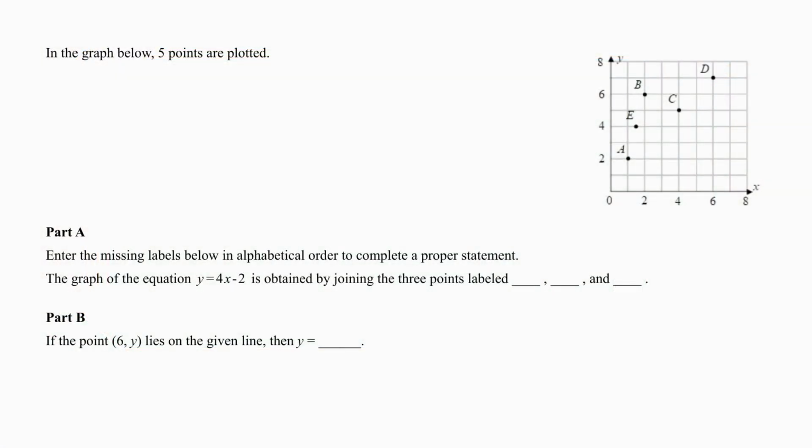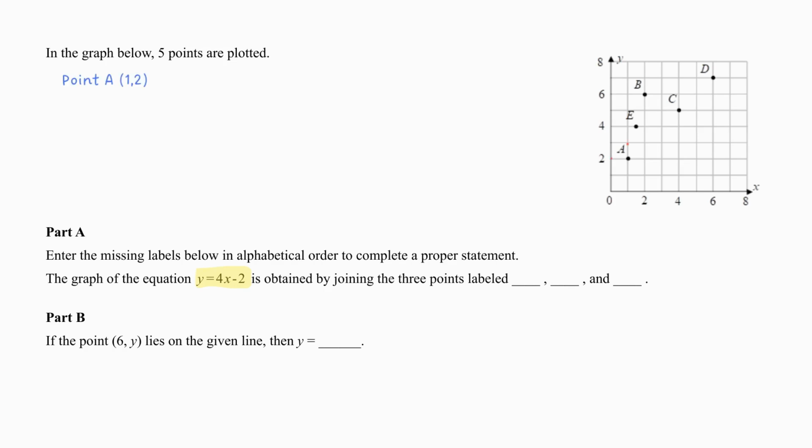Let's have a look at this coordinate plane question. We are given an equation for a line and some points, and we need to figure out which points actually fit on that line. We are given the equation y equals 4x minus 2. To find which points (x, y) are on the line, we just plug in the x-coordinate from the graph and see if the y matches.